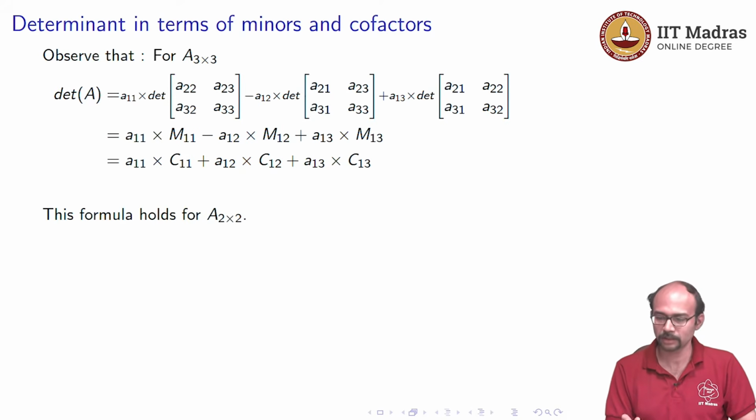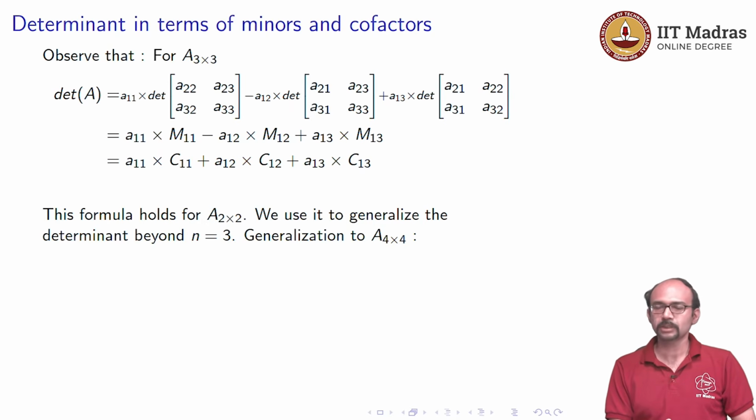So, maybe first we should remark that this formula works even for a 2 by 2 matrix. If you take a 2 by 2 matrix, say A, B, C, D, then the determinant is AD minus BC. So, we can rewrite that as A times M11 minus B times M12, right. So, C is exactly M12 and D is exactly M11, or if you want a plus sign, then we can write it as A times C11 plus B times C12. Okay. So, check this.